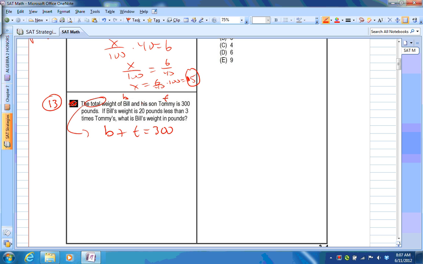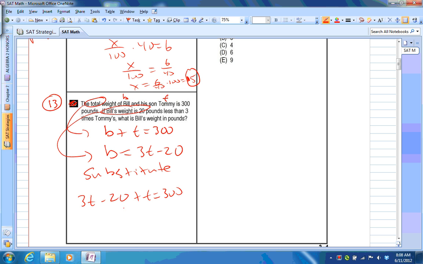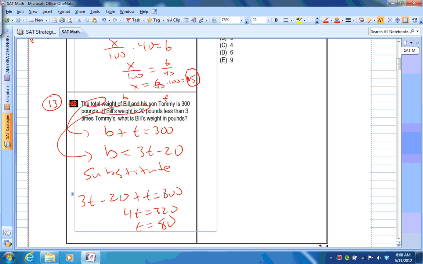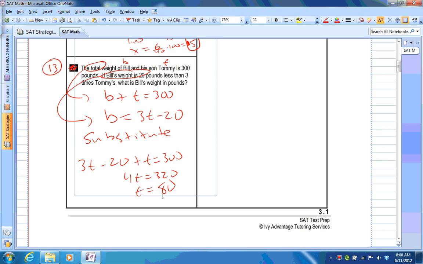Now let's look at the next sentence. Bill's weight is, sorry, 20 pounds less than 3 times Tommy's. So B equals 3T minus 20. Whenever we say 20 pounds less, it's not 20 minus, but it's something minus 20, because you've got to take 20 away from a value. So we could just substitute, because we've got two equations, two variables. So 3T minus 20 plus T equals 300. 4T equals 320. Tommy equals 80. But remember, we're being asked to solve for Bill's weight, not Tommy's weight. So B equals 3 times 80 minus 20, which will be 220.